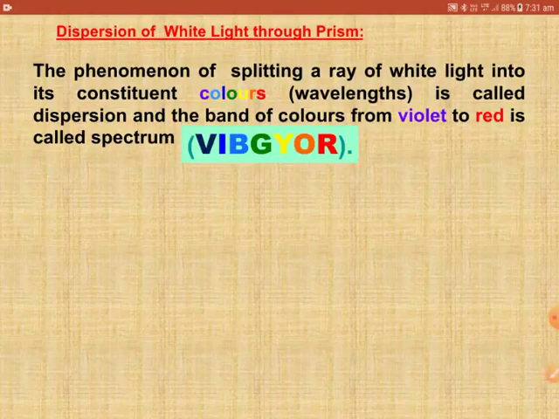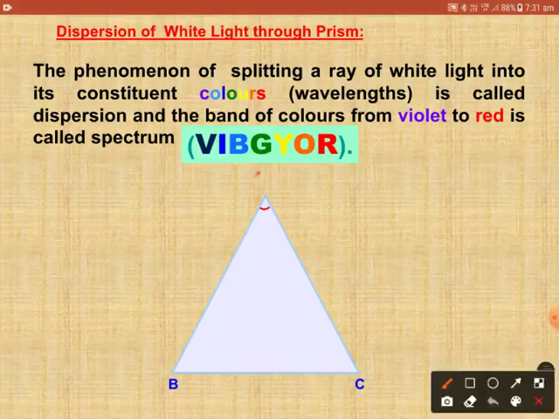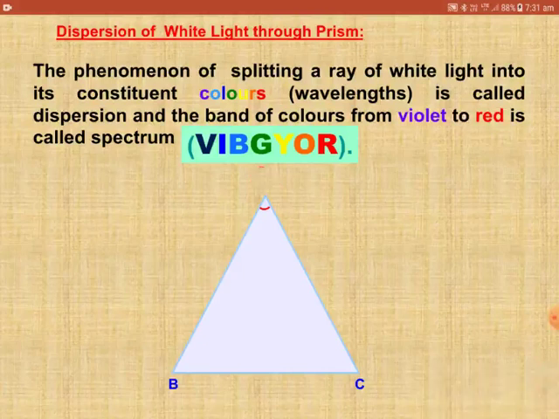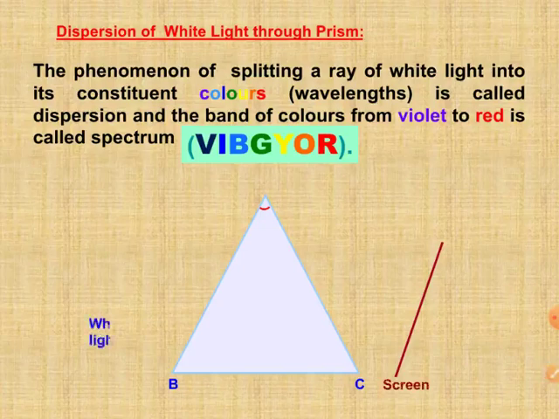So we will try to see this dispersion of white light in the actual way. Now take this as a prism A, B, C. A is missing there, but take it for granted that somewhere A is there. Now let's see white light incident onto it, and what will happen. Let's take a screen like this.